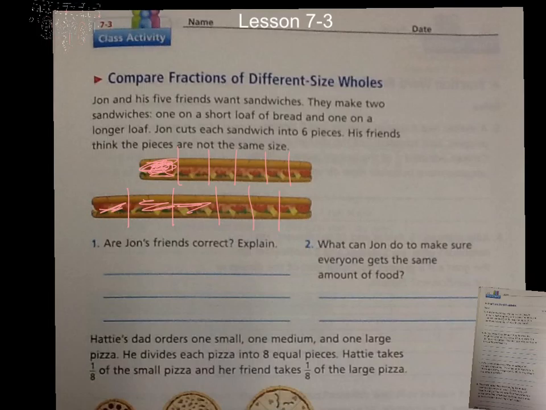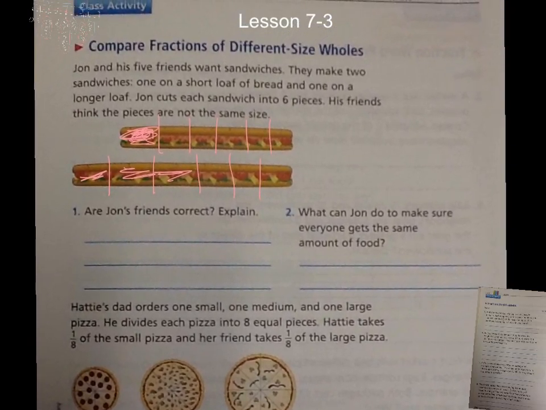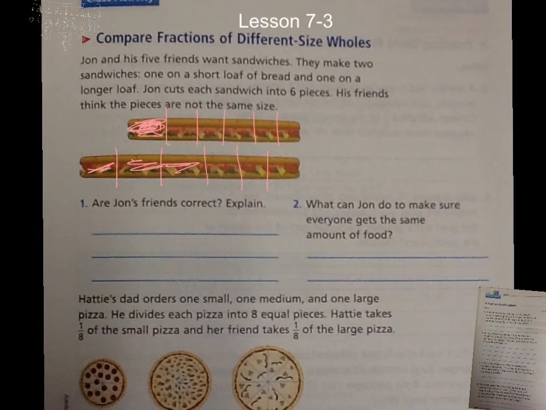So the next question is, what can John do to make sure all of his friends, everyone, gets the same amount of food? Well, there's 6 people, if I think right. John and his 5 friends, so 6 people, are going to cut each sandwich into 6 pieces. So what do you think would make it fair? If there's 6 pieces on the big one and 6 pieces on the little one, if each of his friends all get the same amount, what would be the fair way? What would be the fairest way to make it all equal?